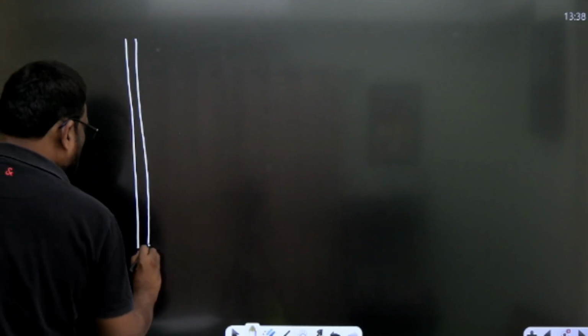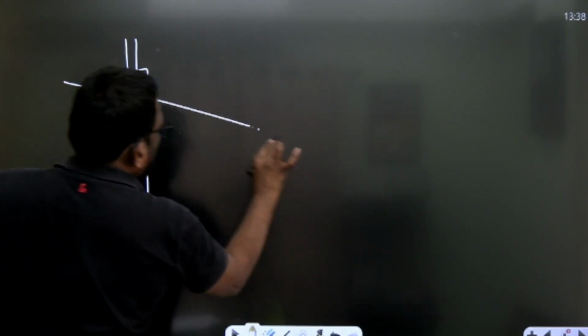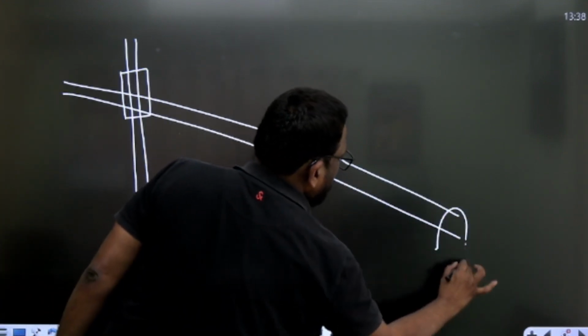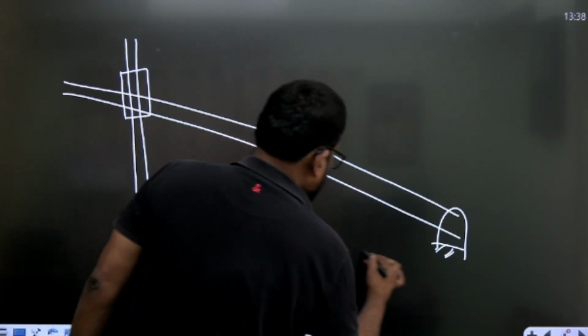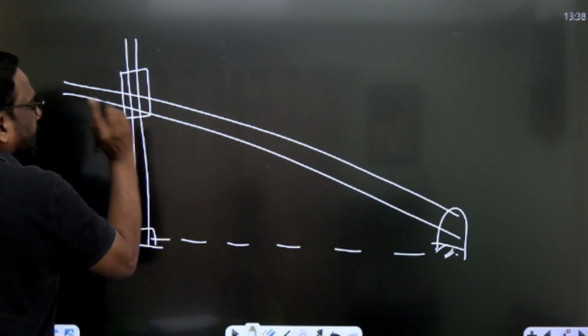This is the screw and this is the collar. Okay sir. There is a slotted lever. Okay, look sir.